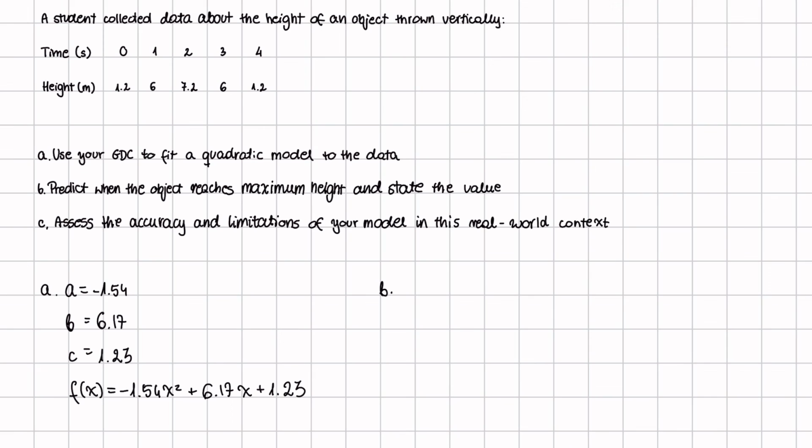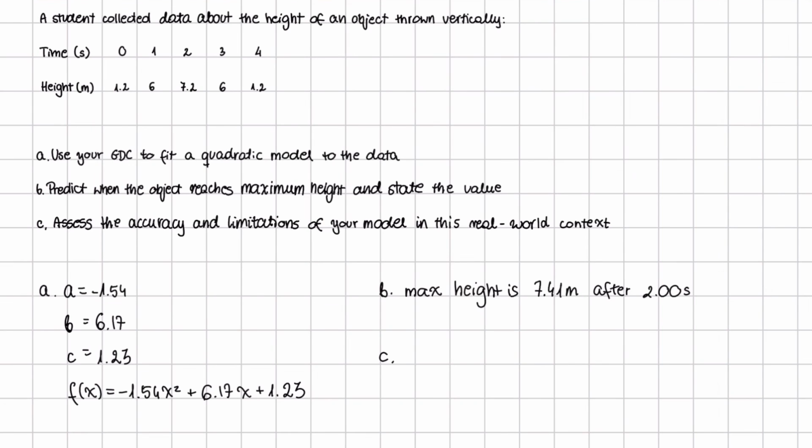And in B, we have to predict when the object reaches maximum height and state the value. So in order to do this, we have to type our quadratic function into graph, and we have to graph it and then find the maximum value. And if you did everything correctly, our maximum height is 7.41 meters after 2 seconds.